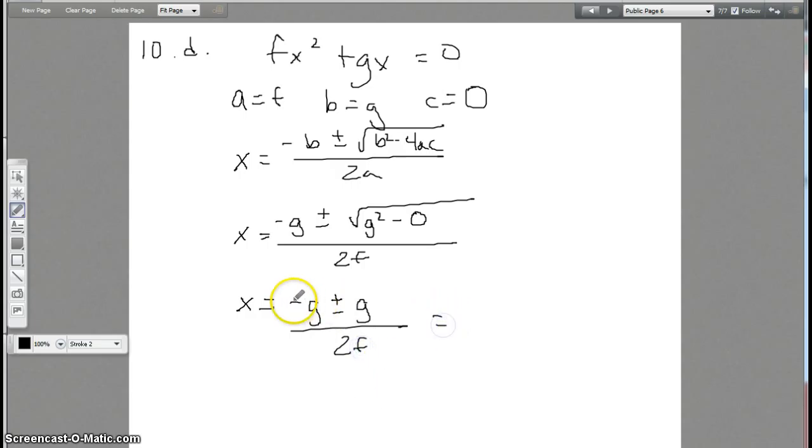So what we get here is -g plus g is 0 over 2f, and -g minus g is -2g over 2f. So what that simplifies to is 0 over 2f is 0, -2g over 2f is -g over f. And those are our two answers for number 10, part D, which is just like number 17 that I assigned for homework.